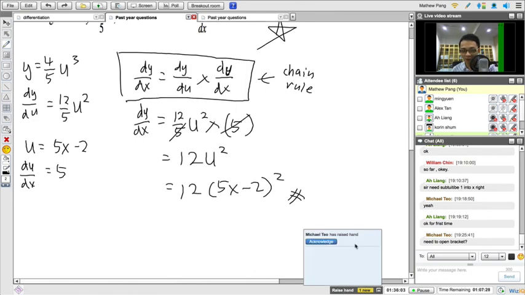I think someone, Michael Teo, do you have any problem? Need to open the bracket? You don't need to. You can leave your answer in this pattern. But if you open the bracket and multiply it in, the examiner will still give you marks for a correct answer. So don't need to be so worried about that.